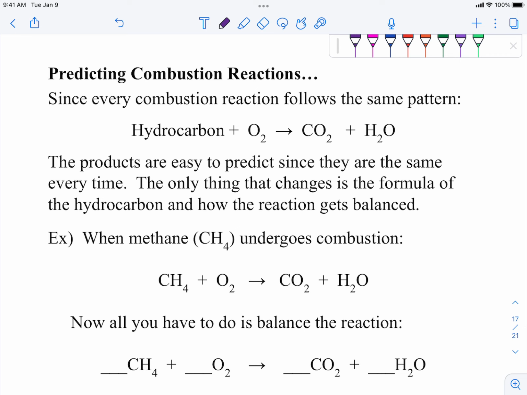For combustion reactions, first of all, you need to realize it's a combustion. So you need to know that the pattern is a hydrocarbon. Remember, hydrocarbon is any compound that contains a bunch of C's, a bunch of H's, and it might include another element, typically O, but that O does not need to be there, but it could be there. So, a hydrocarbon reacting with oxygen. This is pretty easy because the products are always going to be the same. Combustion will always produce the same products. It's always going to be carbon dioxide and water.